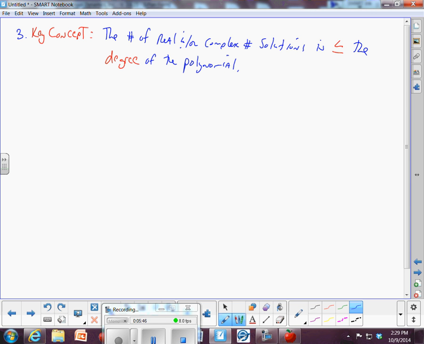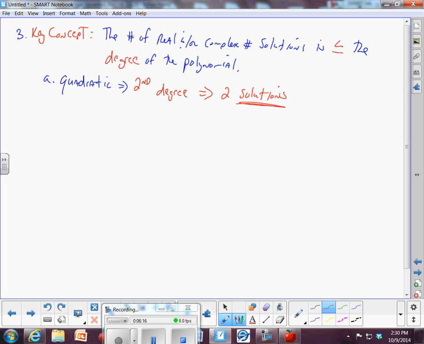Okay, so let's apply this. Remember now, we are doing quadratics, which we just said are what degree? Second degree, right? So therefore, according to this key concept, the fundamental theorem of algebra, there are two solutions. And you need to expect that.